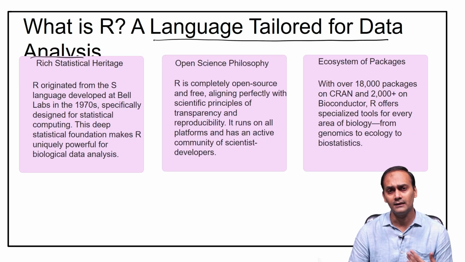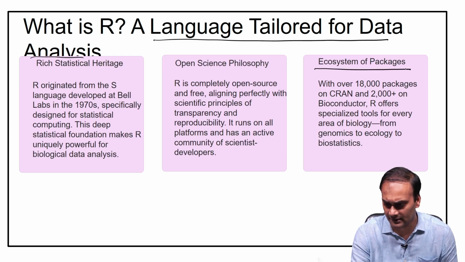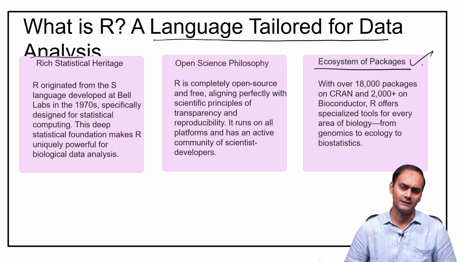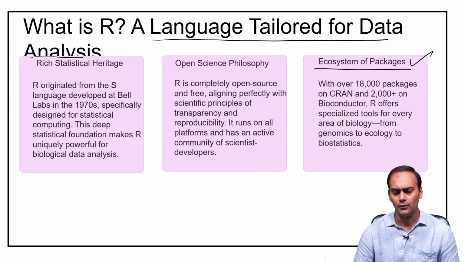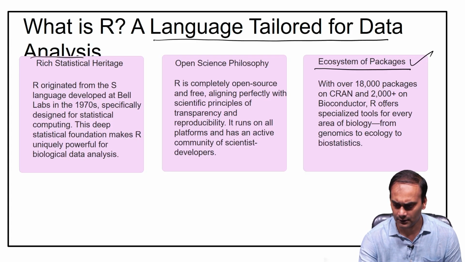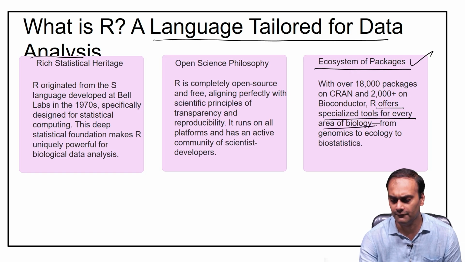R gives you that opportunity, that platform to analyze that data, and the advantage with R is that it is open source, and most importantly the third point on the slide is an ecosystem of packages. So, this environment has access to multiple kinds of packages. In R, you can do multiple kinds of analysis, and it offers specialized tools for every area of biology. As I said, you can go from evolutionary biology to population genetics to metabolism to cancer biology, just based on what kind of package you are interested in.